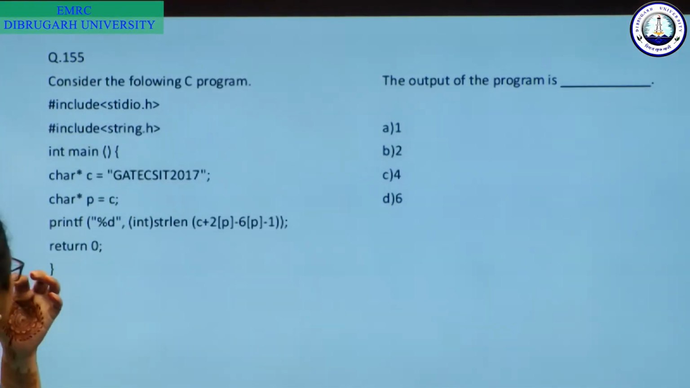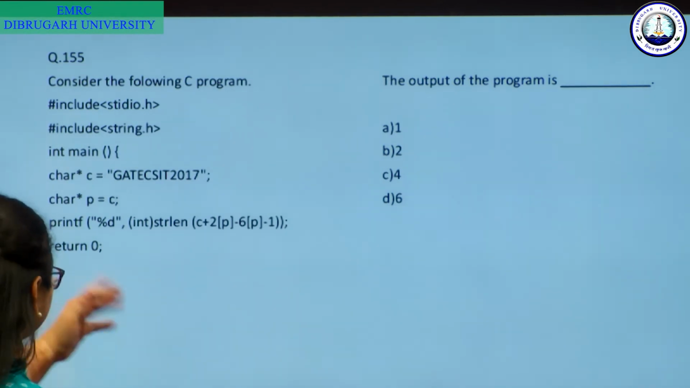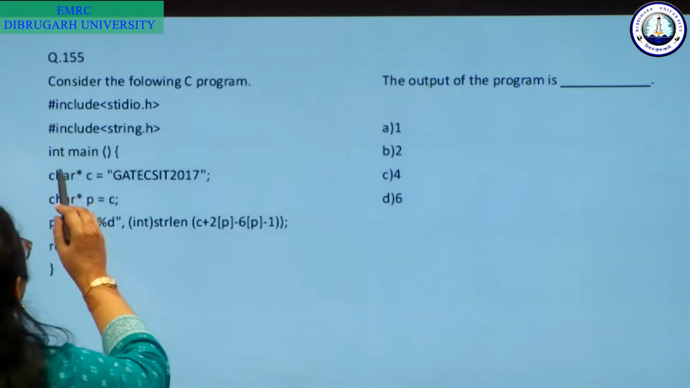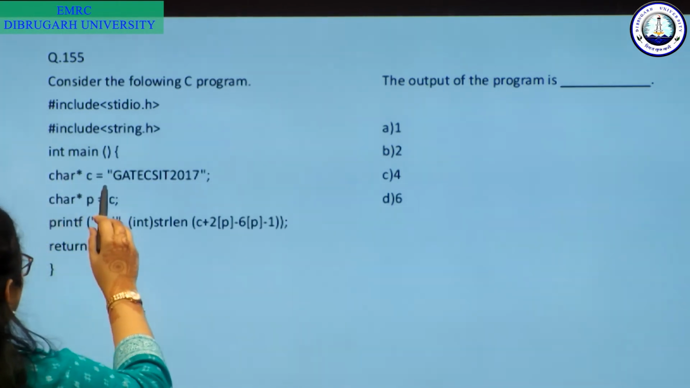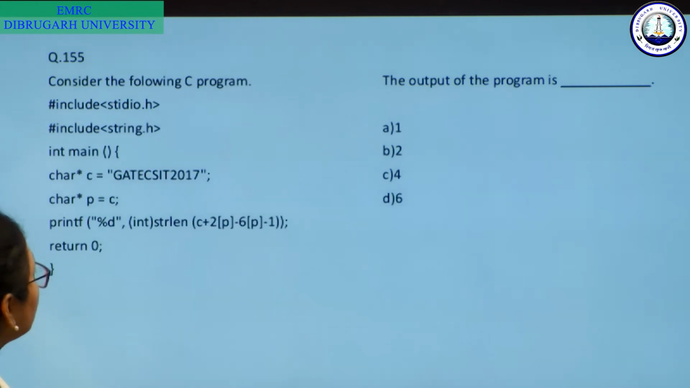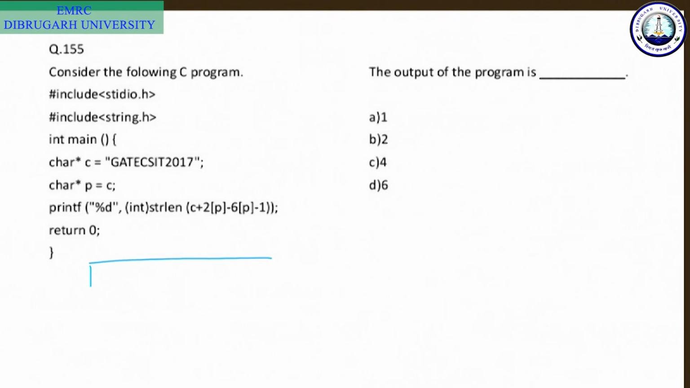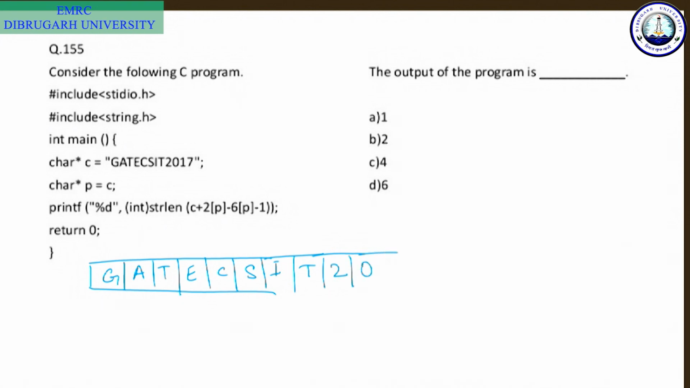So here also it's a C program, and within the main a character string is given, GATECSIT2017. Alright, so let us make it an array. So let us store the characters G A T E C S I T 2017.